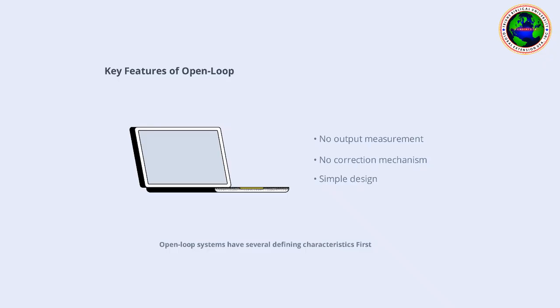Open-loop systems have several defining characteristics. First, they do not measure the output, so there's no way to know if the desired result was achieved. Second, there's no correction mechanism. If something goes wrong, the system won't notice or fix it.